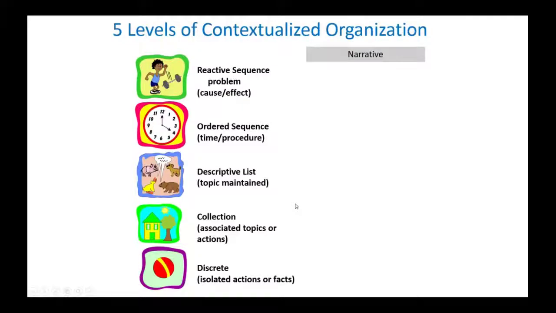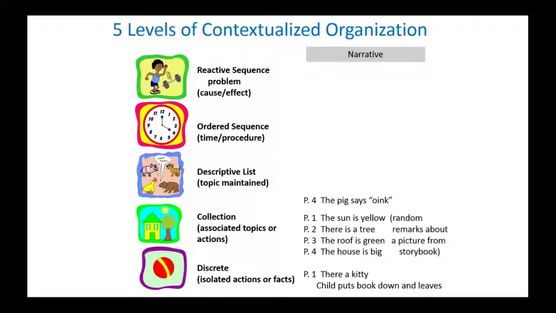So at the bottom level, it's discrete. That's the young child that basically says they're a kitty and then puts the book down and leaves. So there's not much narrative structure that the child is able to display. Then the child starts to go through sort of a collection. So you might look at this picture and you just might say, well, there's a tree and the sun is yellow and the roof is green and I see 2 windows. So it's just a collection.